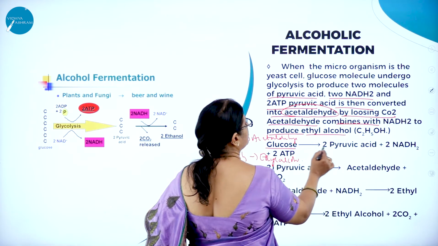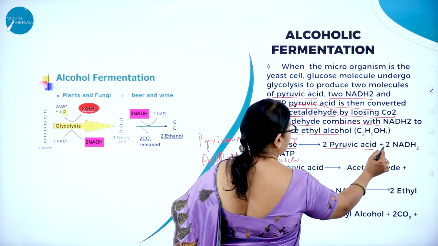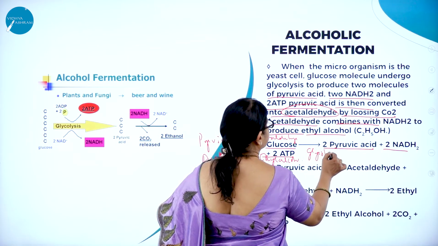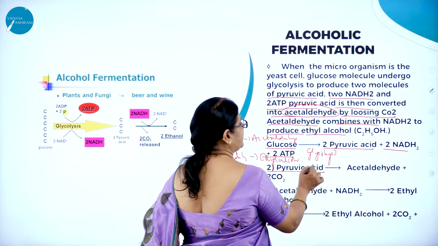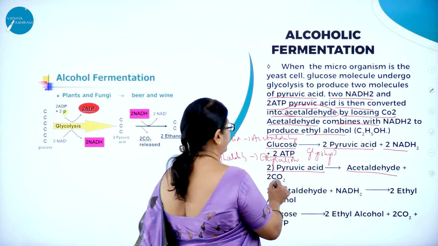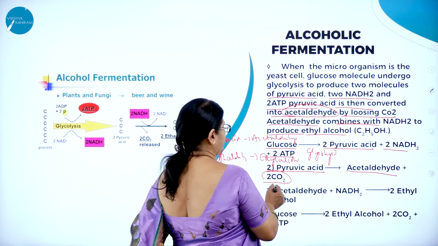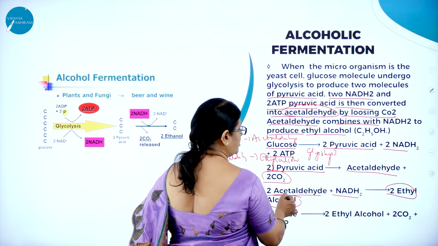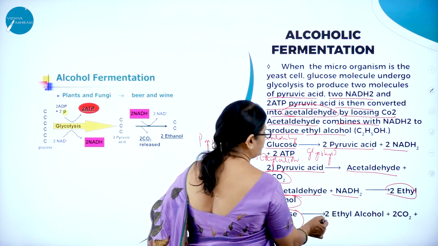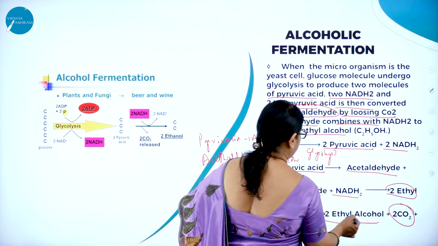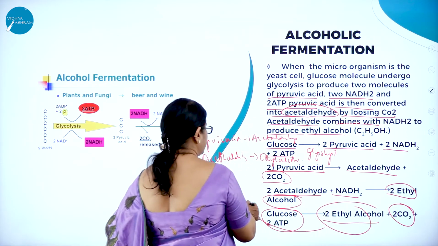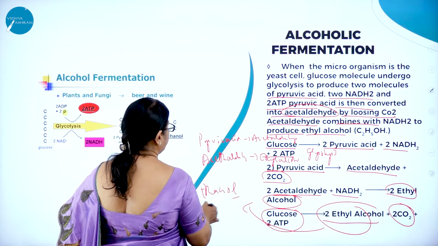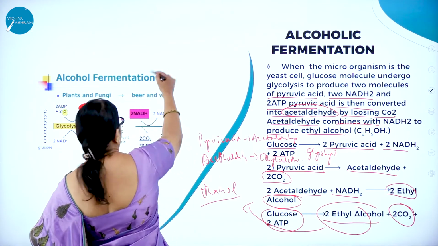So here you can see glucose is converted into 2 pyruvic acid, releasing 2 NADH2, and this is called glycolysis. And this pyruvic acid is converted into acetaldehyde, thereby releasing 2 molecules of carbon dioxide. So this acetaldehyde with NADH2 will release 2 ethyl alcohol. So glucose will yield 2 ethyl alcohol plus 2 carbon dioxide. This end product is ethyl alcohol, or otherwise called ethanol. Hence it is called alcoholic fermentation.